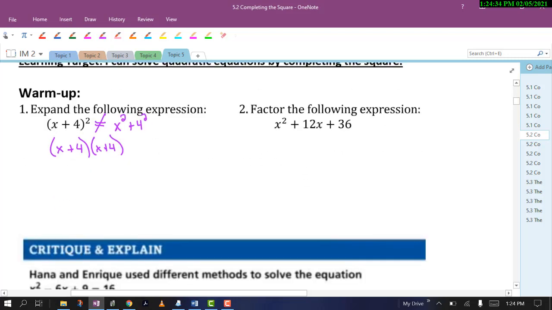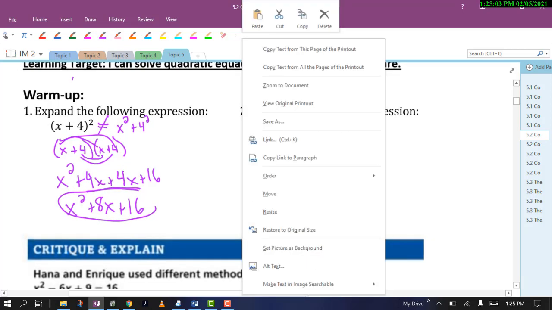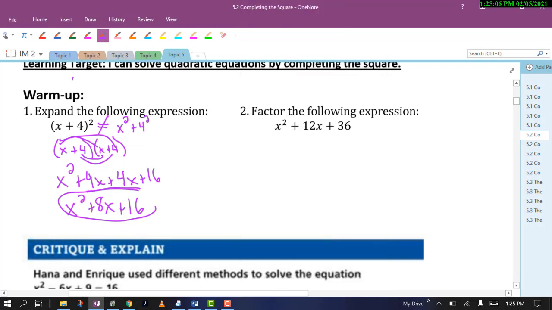So here we can do our double distribution. x times x is x squared, x times 4 is 4x, and 4 times x is another 4x, and 4 times 4 is 16. We add up our like terms, and only our like terms. On our last test, we added things that weren't like terms. So we get x squared plus 8x plus 16, and that is the product of x plus 4 and x plus 4.